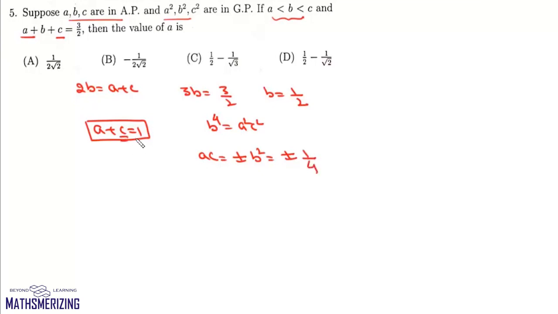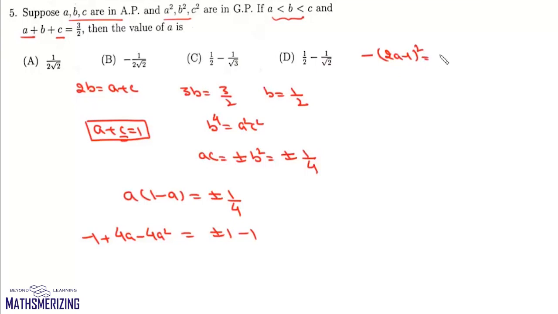Now we'll put the value of C here. So we'll get A into 1 minus A, and it'll be plus or minus 1 by 4, which is 4A minus 4A square equals plus or minus 1. Now we'll subtract 1 both sides, and here if we take minus common, we can write minus 2A minus 1 whole square will be plus minus 1 minus 1, or 2A minus 1 whole square will be equal to 1 minus plus 1.